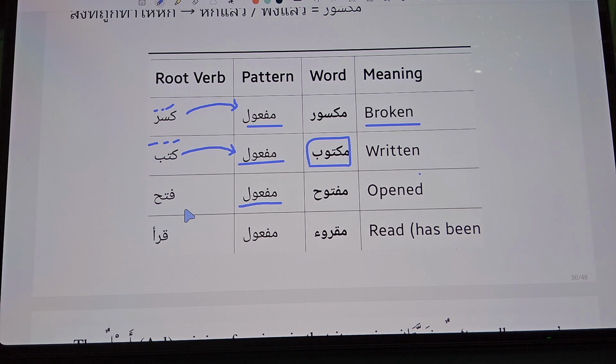Then fataha, Akhana Sabir. If it comes on this wazn maf'ul, how do you read it? Maftuhun. So what does it mean? Fataha means he opened. Everything here is madi, meaning past tense. And it comes on this wazn, opened. Okay then. Akhana Yasin, read this. Qara'a. What does it mean?